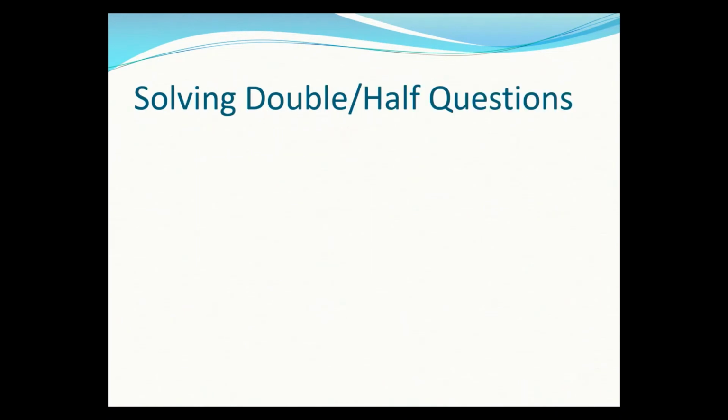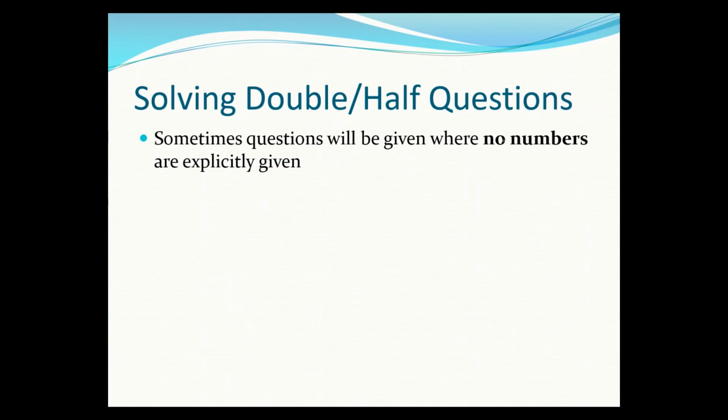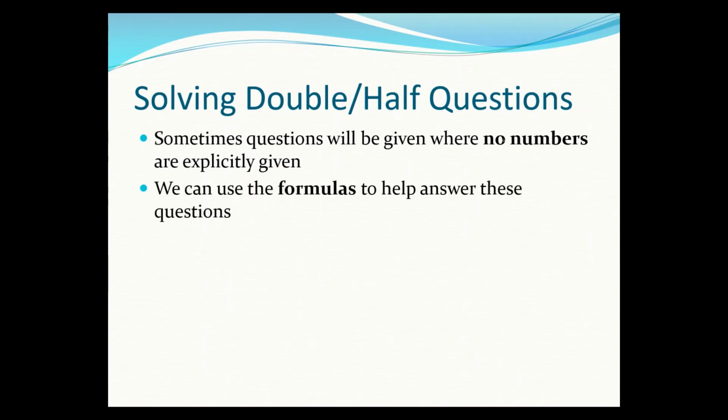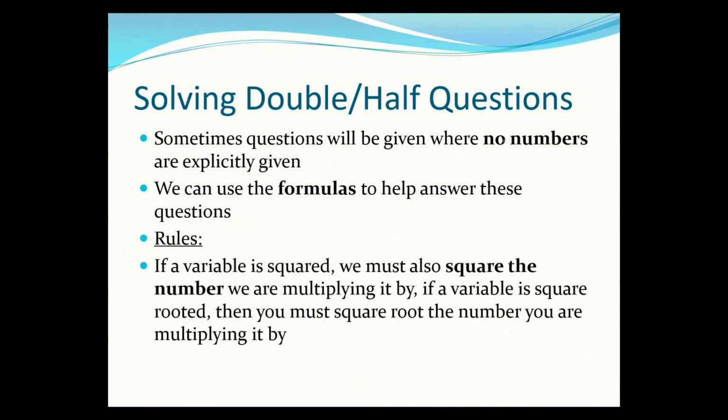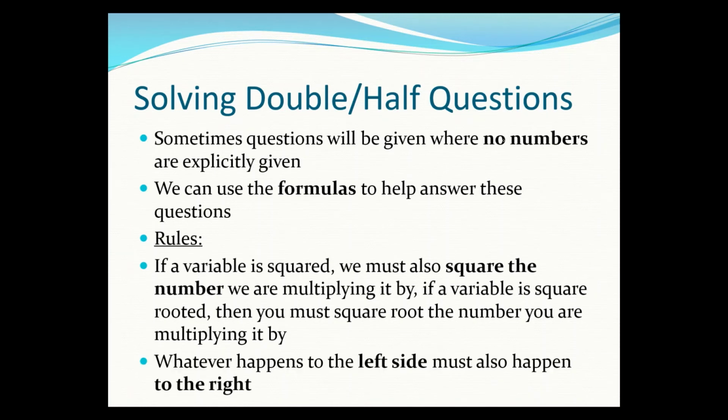So these are the other type of questions that we're going to add on here. They're doubling questions, tripling, whatever. Sometimes questions will be given where no numbers are explicitly given, so we can use formulas to help answer these questions. There are two rules that we have to stick by. If a variable is squared, we must also square the number we are multiplying. If a variable is square rooted, we must square root the number we are multiplying it by. And whatever happens to the left side must also happen to the right side. Okay, those are the two rules that we are going to go by.